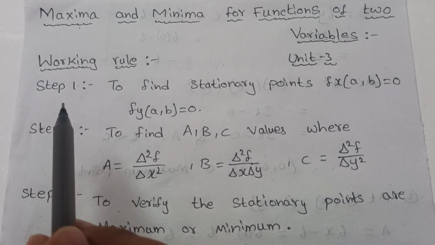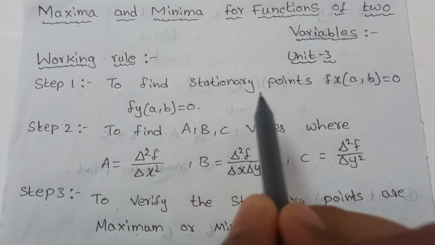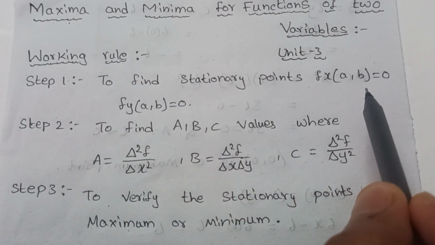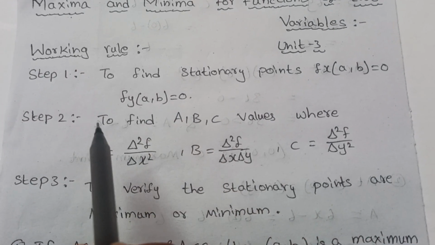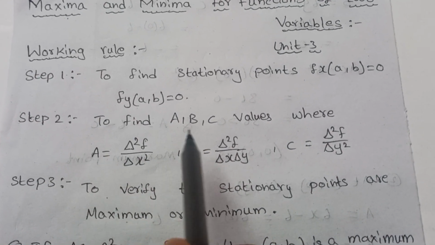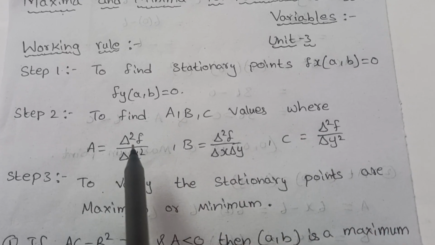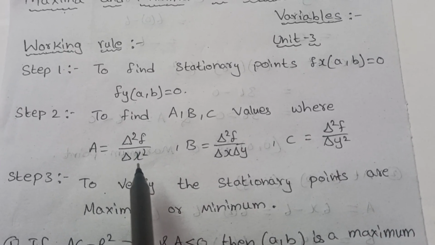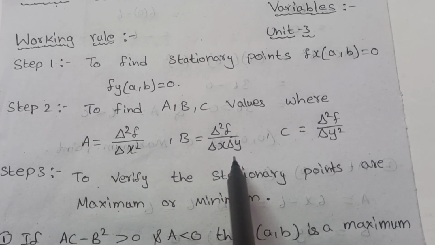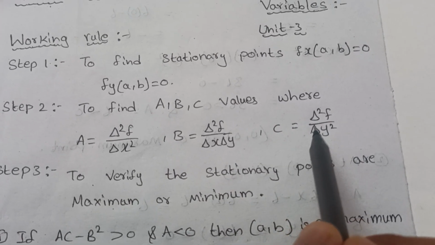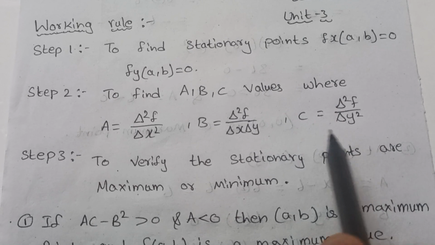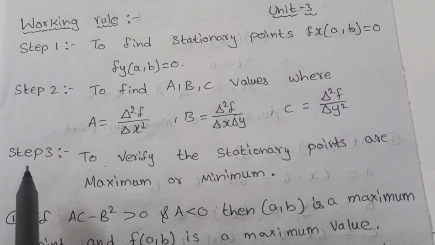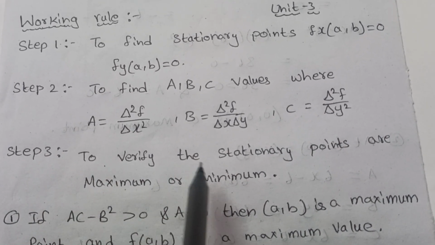First step, to find stationary points: fx(a,b) = fy(a,b) = 0. This is the first step. Let's see the second step: to find the values a, b, c, where a = ∂²f/∂x², b = ∂²f/∂x∂y, and c = ∂²f/∂y². These are the a, b, c values to find when you are doing the problem.